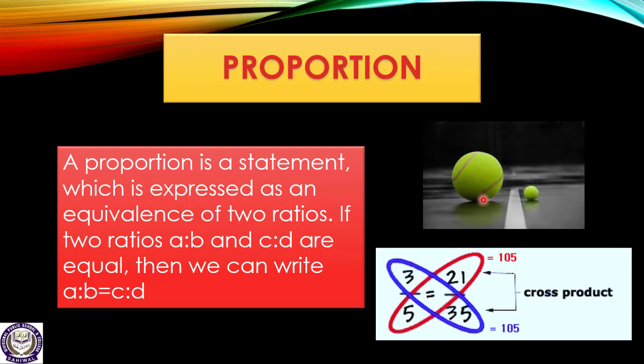Here is another example of two balls. If we make this ball larger, it will be equal to this one, or if we make this ball smaller, this can be equal to this one. So the relation between these two is an equivalence relation, and this relation is called proportion, or we can say that the size of these two balls is in proportion.